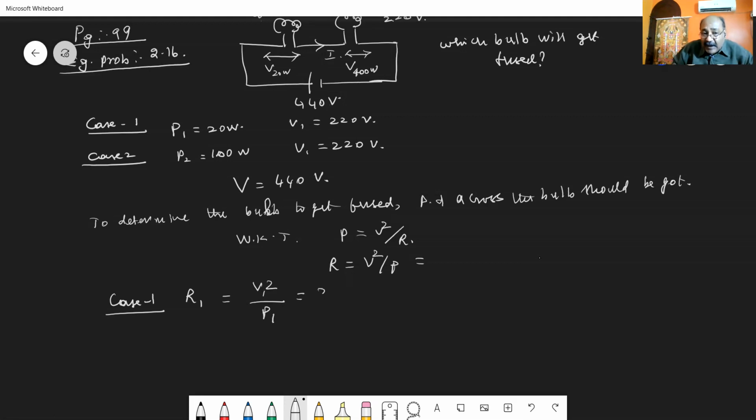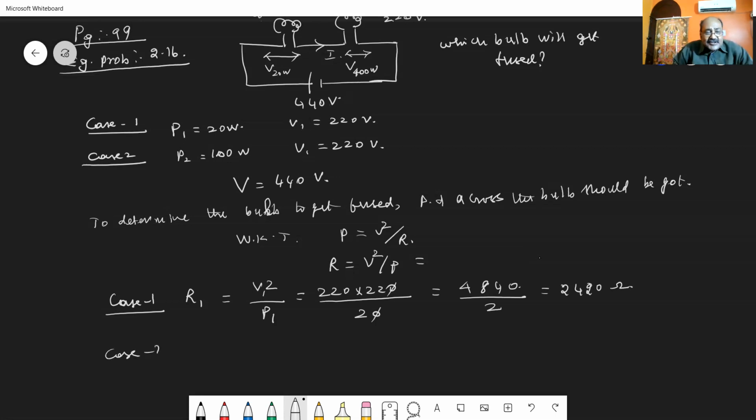What is V1? 220 into 220, divided by P1, which is 20. When you simplify, 22 into 22 is 484. So 484 divided by 0.2, you will get 2420 ohm as the resistance.